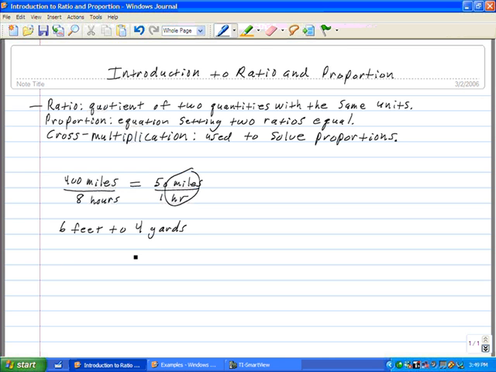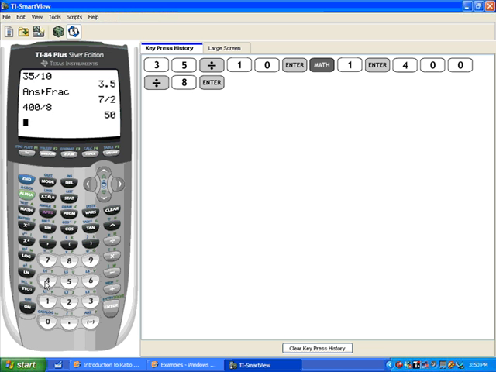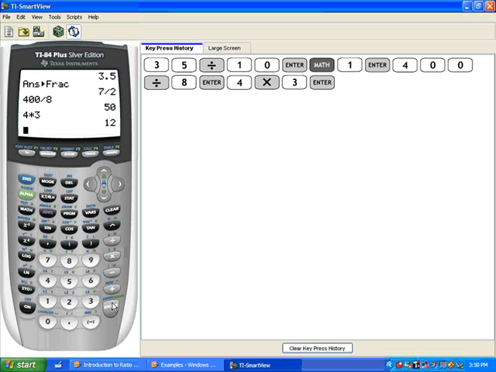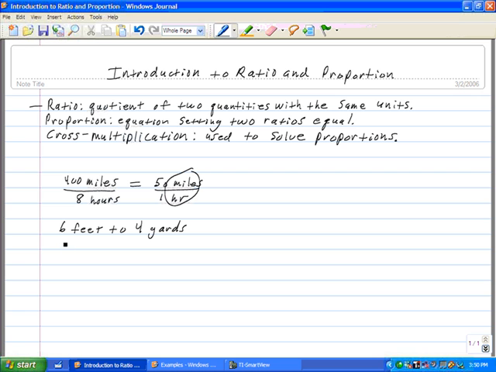what you would do is step aside and take the 4 yards and say 4 yards times 3 feet in a yard is 12 feet. So you would rewrite this as 6 feet to 12 feet. When it goes into the fractions it becomes 6 over 12, which is a 1 to 2 ratio.